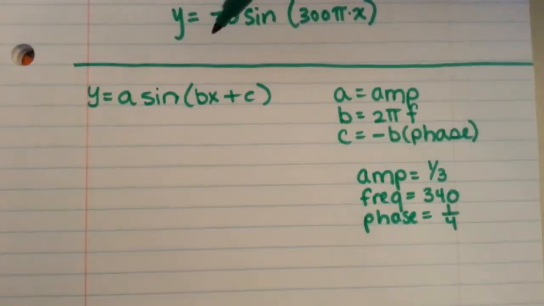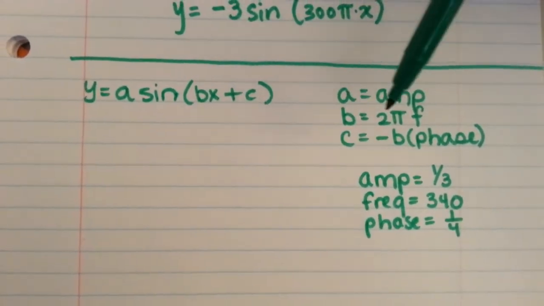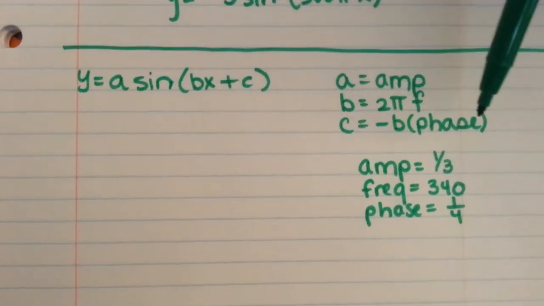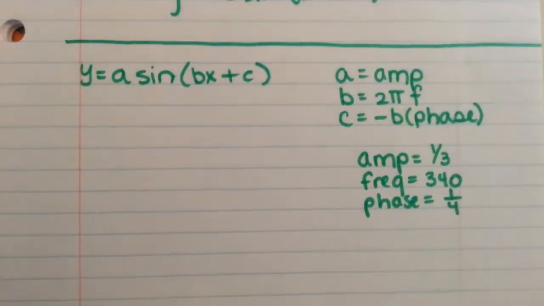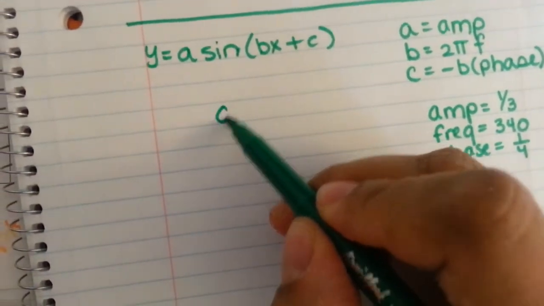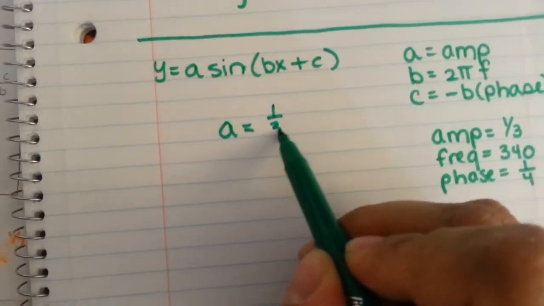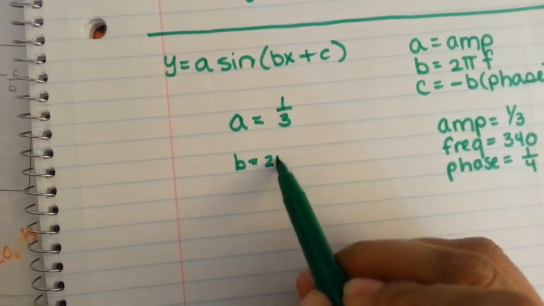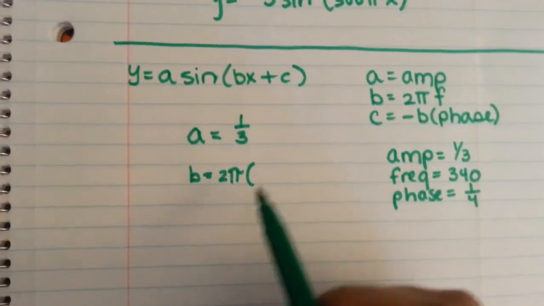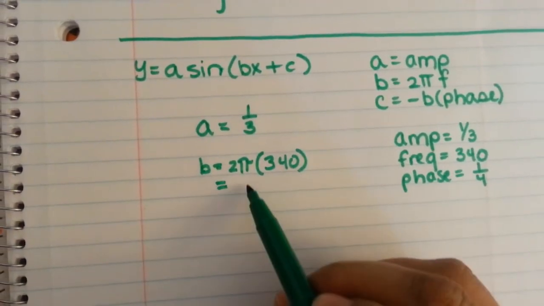So on this problem, we know the general form of the equation. We know that a is the amplitude, b is 2 pi times the frequency, c is negative b times the phase shift, and we know the individual values. So now we just have to solve them. So a would be whatever the amplitude is, which is 1/3. B would be 2 pi times the frequency being 340, and you get 680 pi.